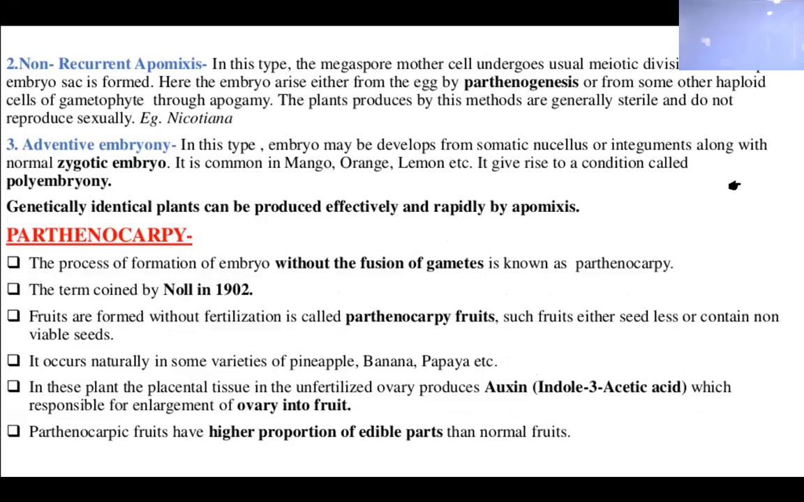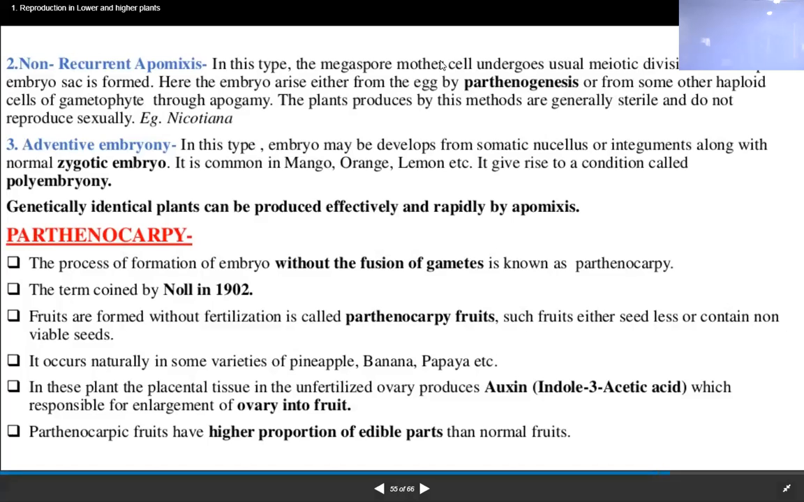Then non-recurrent apomixis. In this type, the megaspore mother cell undergoes the usual meiotic division and a haploid embryo sac is formed. Hence, here the embryo arises either from the egg. Now, where does the embryo come from? Either from the egg by parthenogenesis. Now you will ask me, ma'am, what is parthenogenesis?